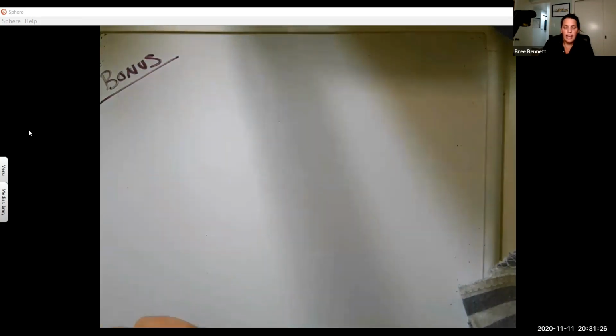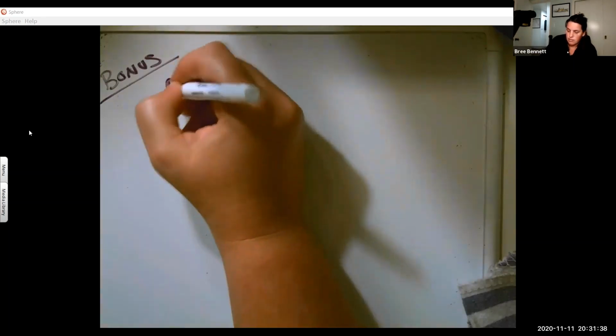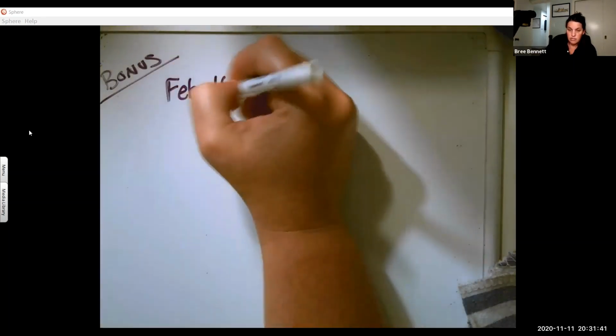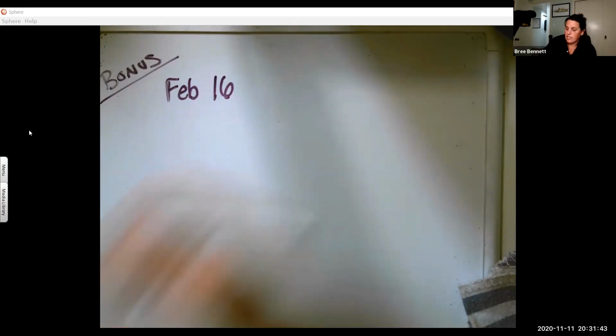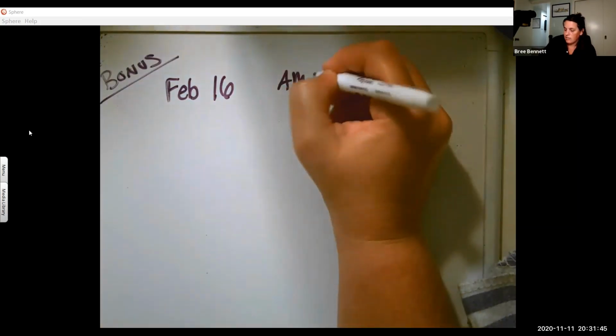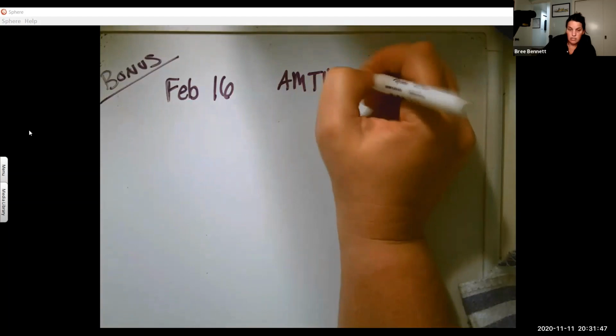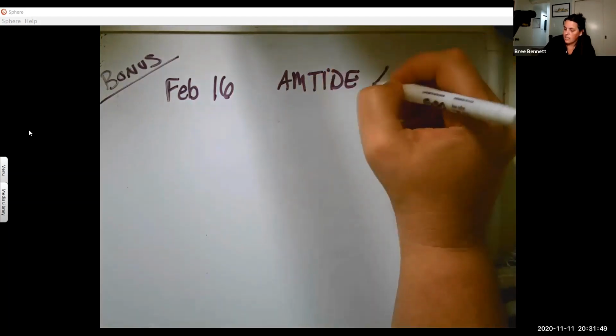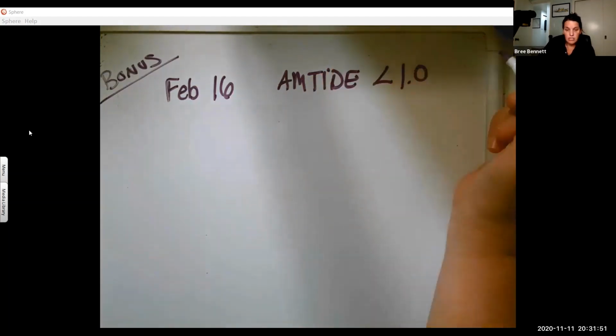Okay. After a 2-day cruise, you are returning mid-morning and looking for low tide to clear a bridge. On February 16th, when is the AM tide less than 1 foot?